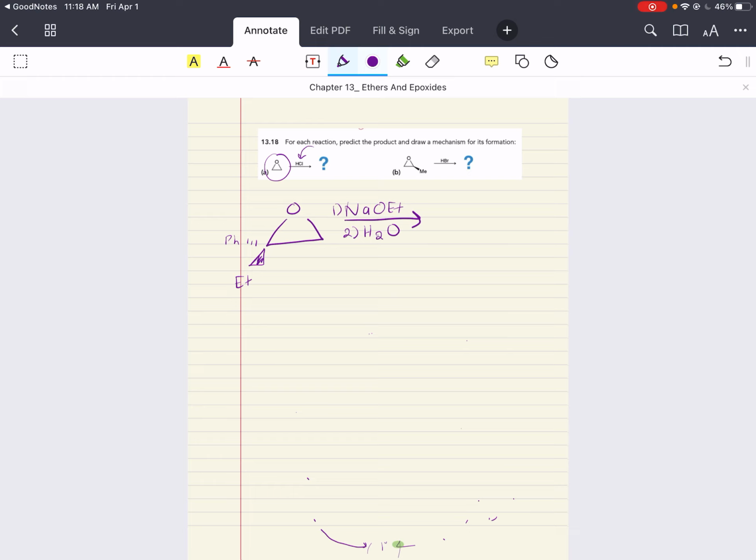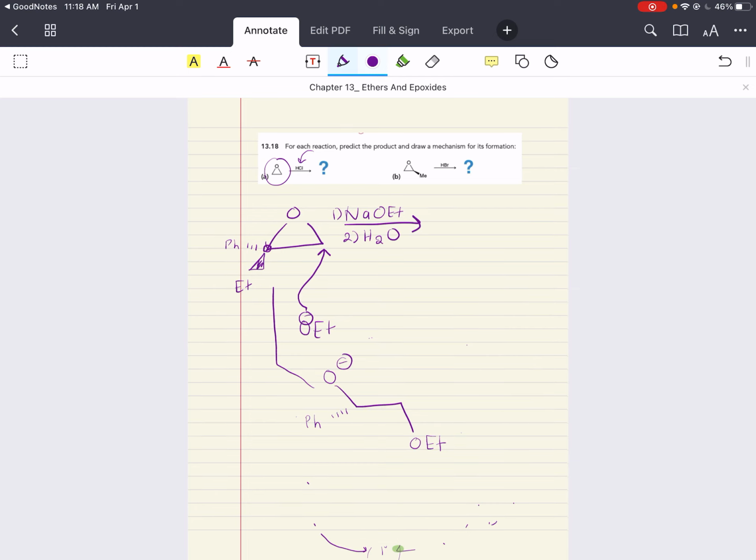What is going to happen here? I'm going to draw the mechanism for this while we do it as well. You have your ethoxide here. The first step for a strong nucleophile is not to protonate the oxygen, but actually to have your nucleophile attack a position that's less sterically hindered. And what we're going to get is a ring opening. We've got our oxygen with our negative charge now. Our ethoxide has added itself here. And of course, we still preserve our phenyl group that's right here at this carbon.